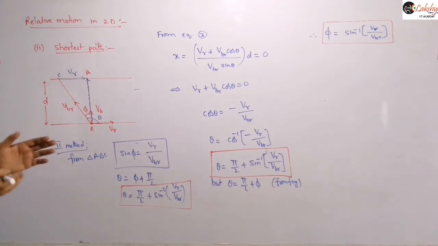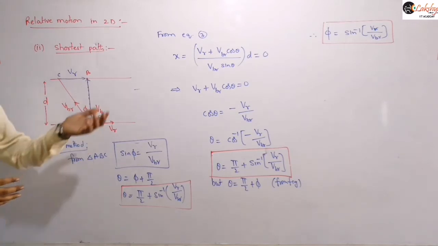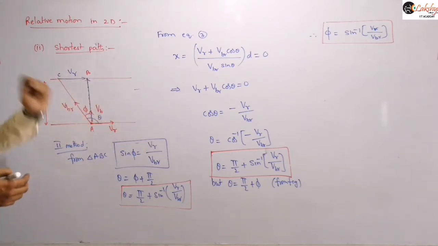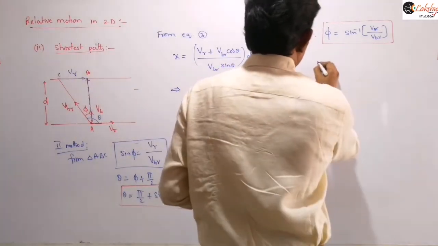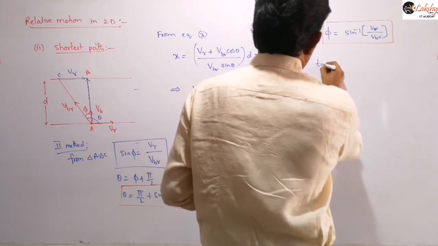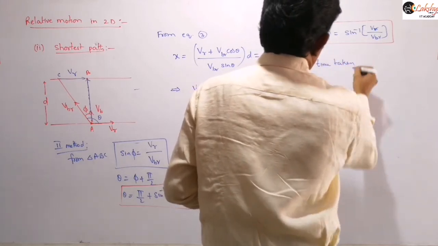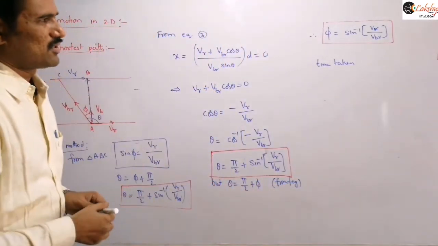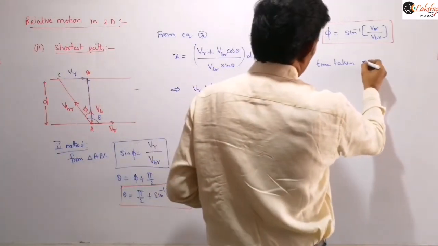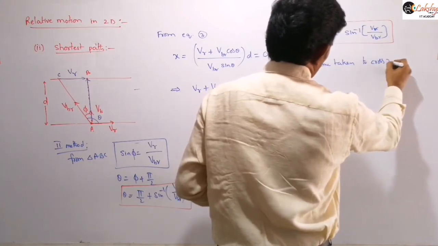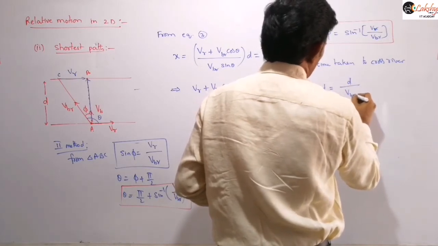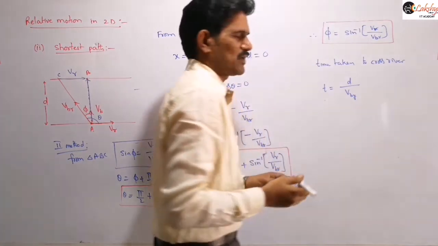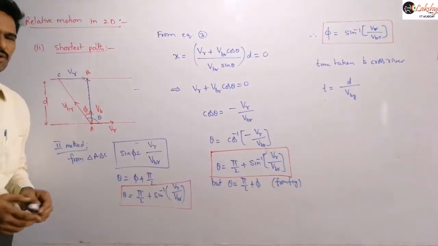Now sometimes they will ask what is the time taken to cross the river in this case. We concluded drift is 0. Now we need to answer the time taken to cross the river. We can write it as d by the velocity of the boat with respect to the ground along this y direction. That component we need to write here.